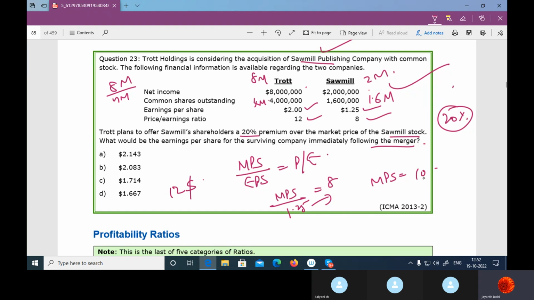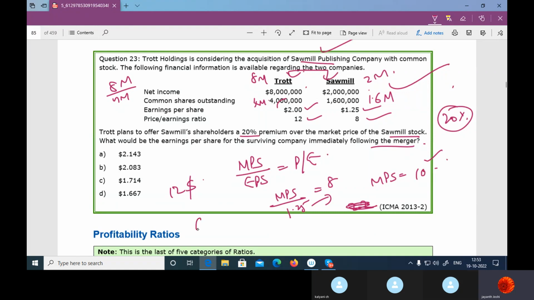Now, after the merger, what is the surviving company? Trot plus Sawmill, correct? Both are matching. So for the EPS of the surviving company, you need to add up these two. 8 plus 12 is 20, 12 plus 10, 22. Earning per share, we have to add it. Market price is $10 now.